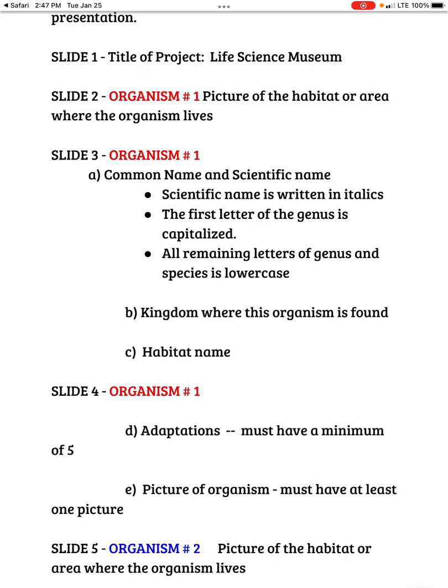There are 3 rules to writing a scientific name. It has to be written in italics, and all the letters are lowercase except for the very first letter in the first word, which is the genus. Also on slide 3, I want the kingdom where your organism is found, and then the habitat name.